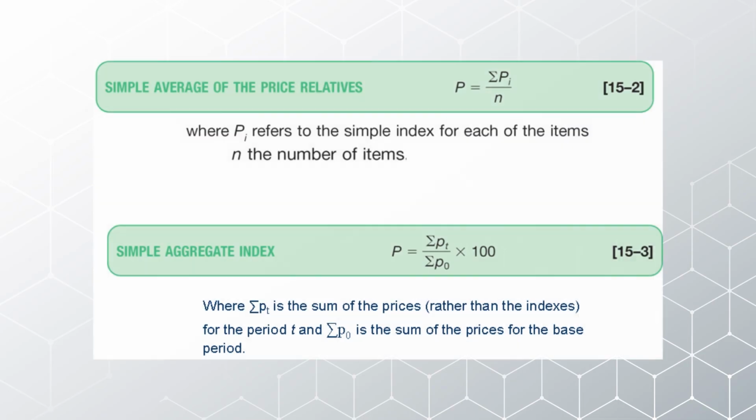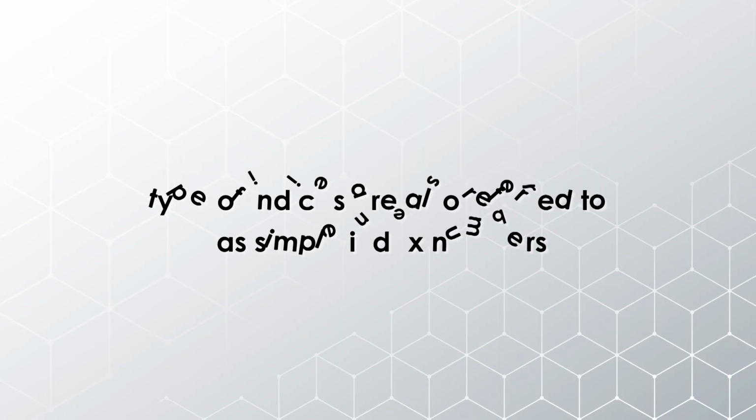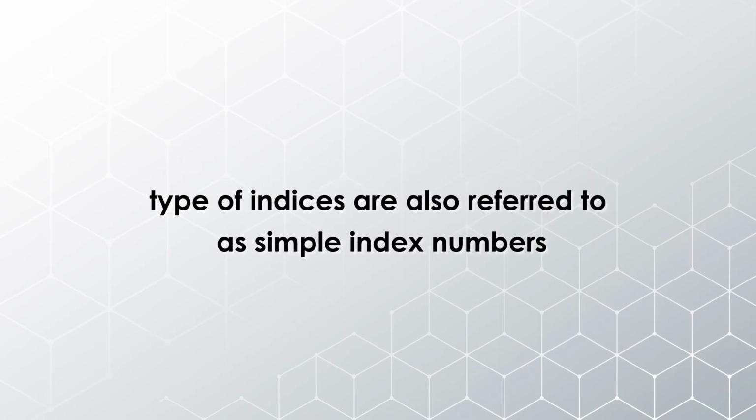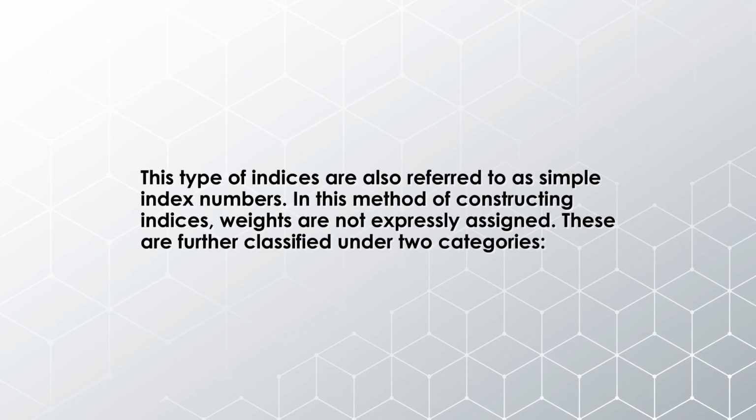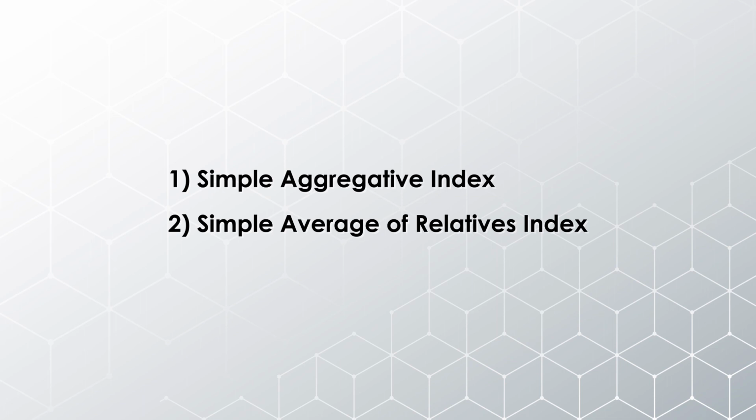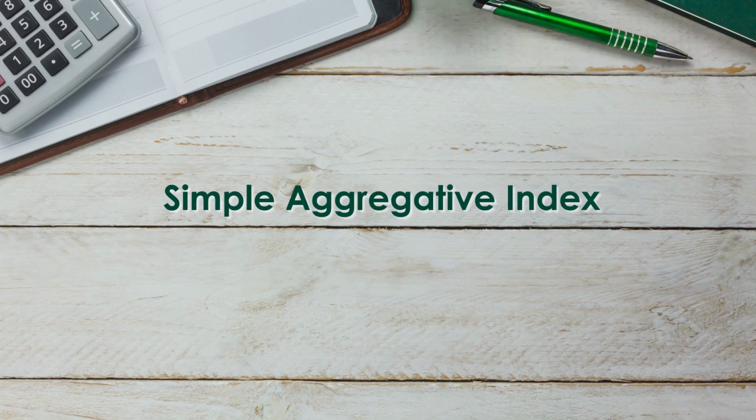This is the method which we are going to apply. These types of indices are also referred to as simple index numbers. In this method of constructing indices, weights are not explicitly assigned. These are further classified into two categories: simple aggregative index and simple average of relative index. So we start with the simple aggregative index.